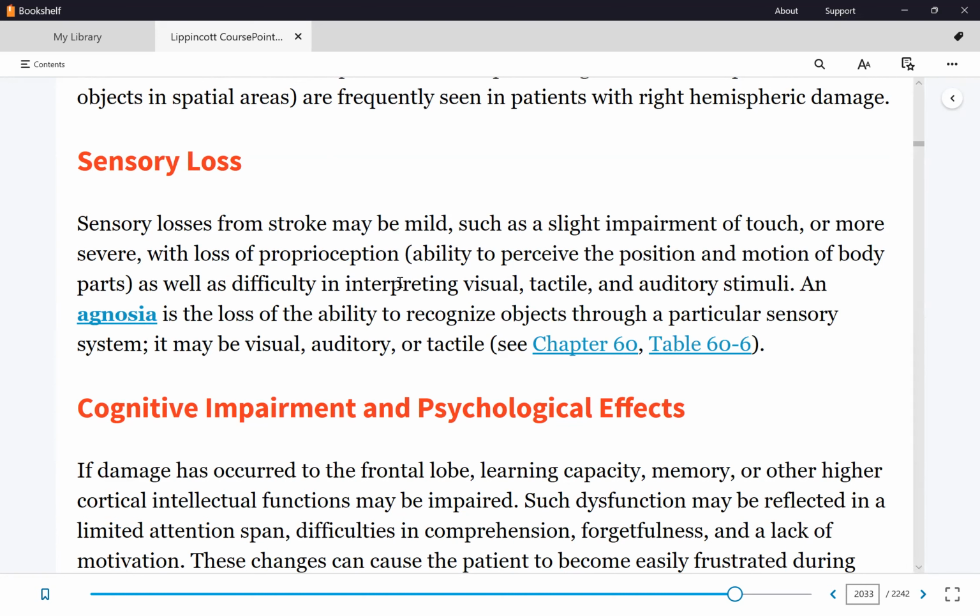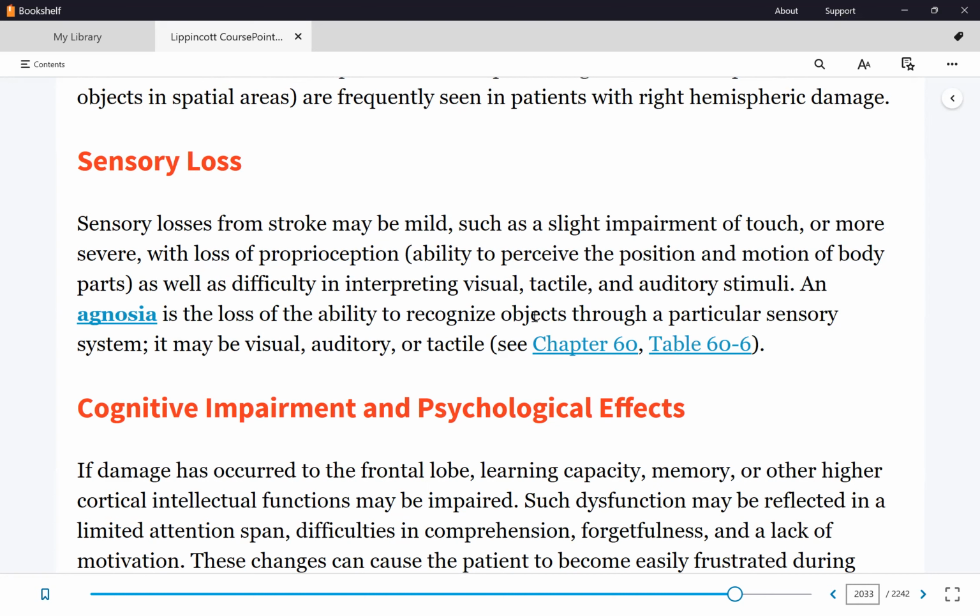Okay, sensory loss. So this will now involve agnosia. So this is another term. Agnosia is not simply, there's different types of agnosia. It can be tactile, it can be auditory, can be visual, it can be also taste. Okay, so agnosia is the loss of ability to recognize an object. Again, differences can be I can't recognize what I'm touching. I can't recognize what I'm seeing. I can't recognize what I'm hearing.